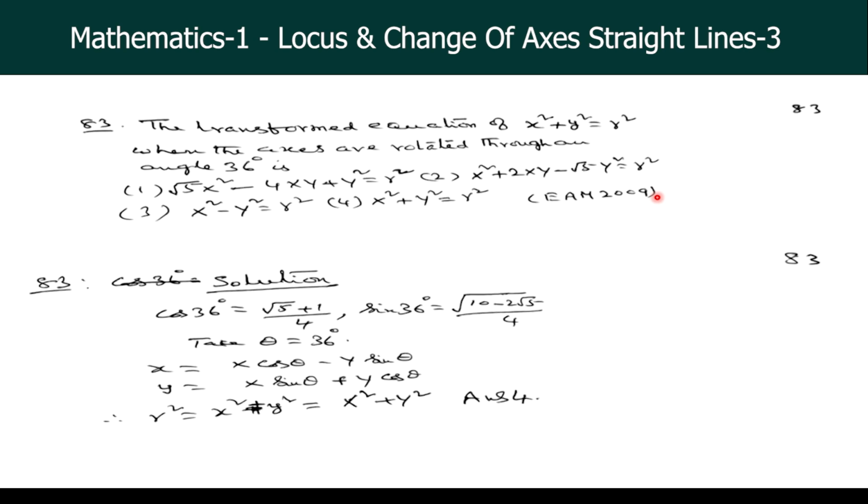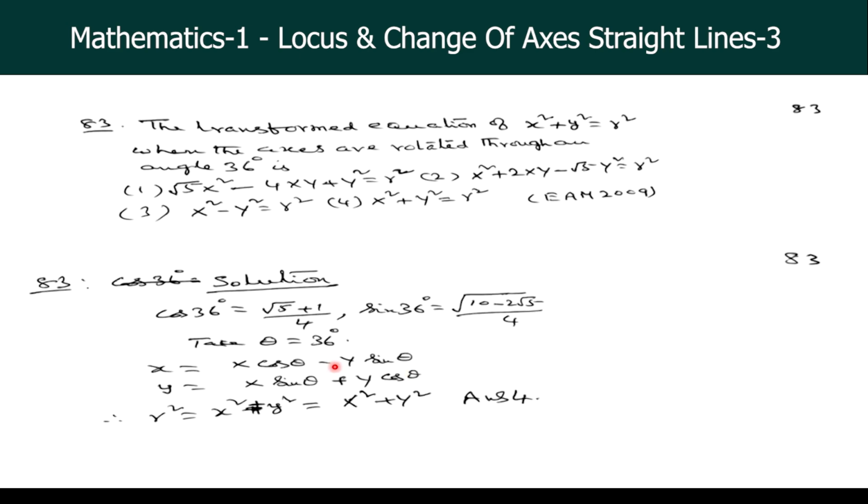You know that if the axes are rotated through an angle θ about the origin without changing the origin, and if (x, y) are the old coordinates and (X, Y) are the new coordinates, then the relation is x = X cos θ - Y sin θ, and y = X sin θ + Y cos θ.